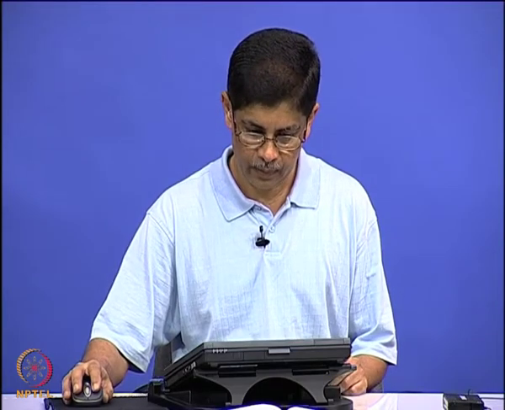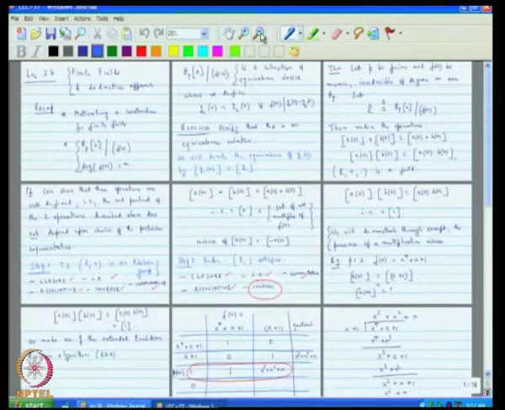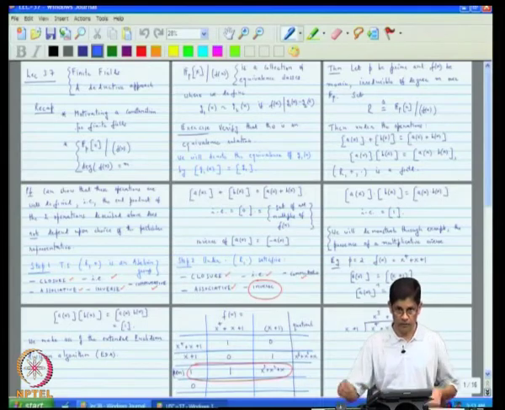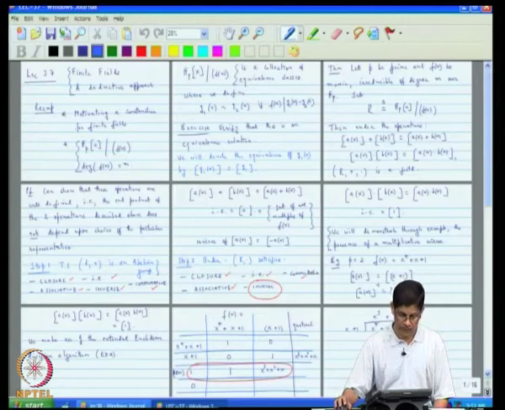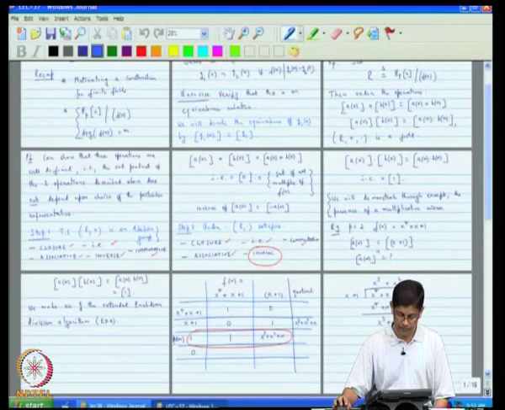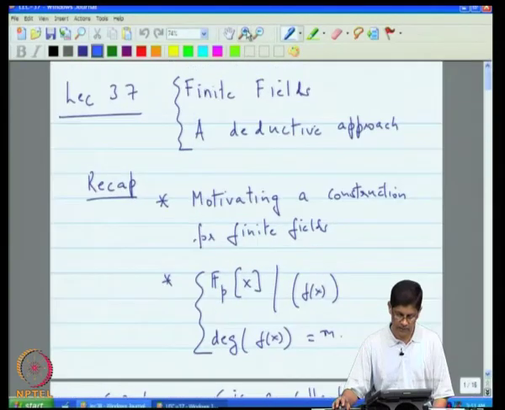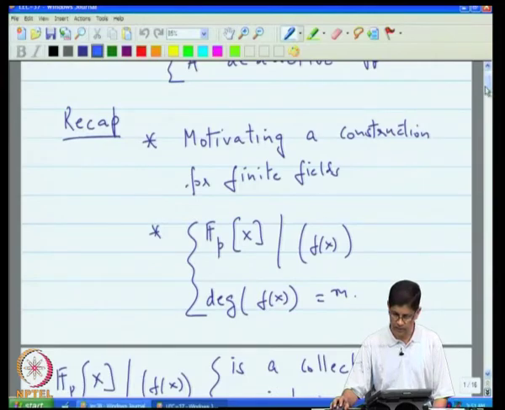Now, let us just quickly recap. What we did last time, we were talking about finite fields, and although I had labeled the lecture finite fields, a deductive approach, we really didn't get a chance to go into the deductive approach. We spent most of the time recapping our earlier discussion on construction of a finite field, but we completed that.